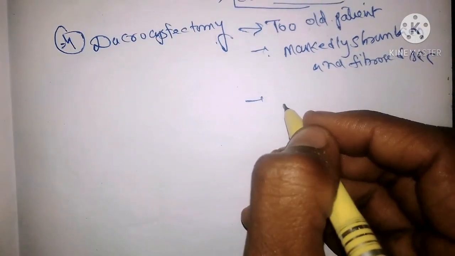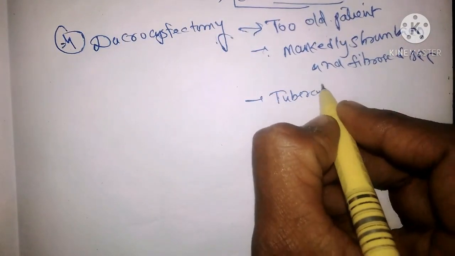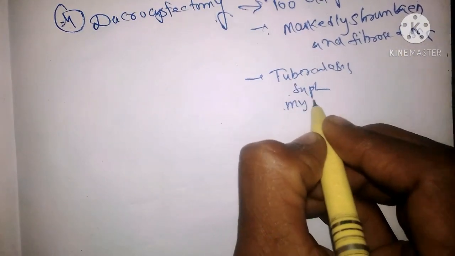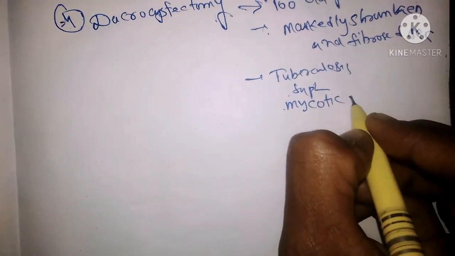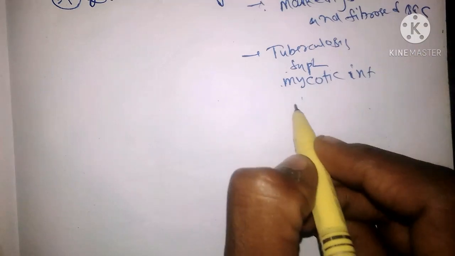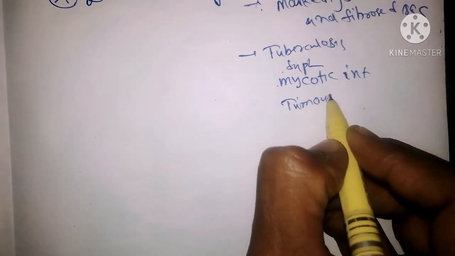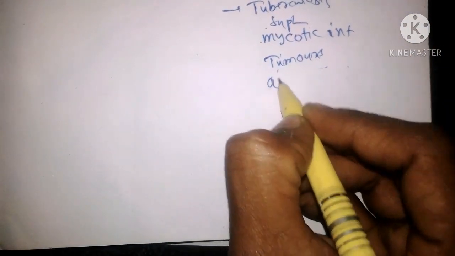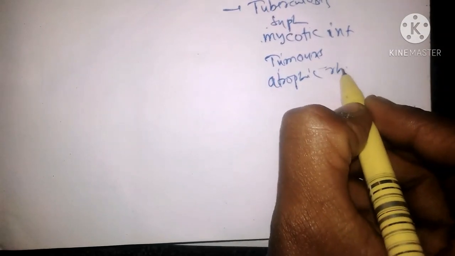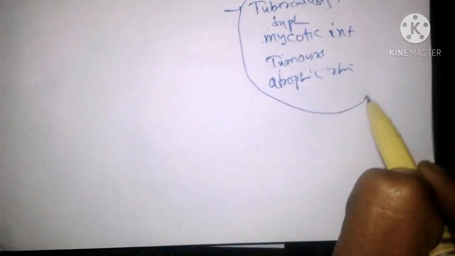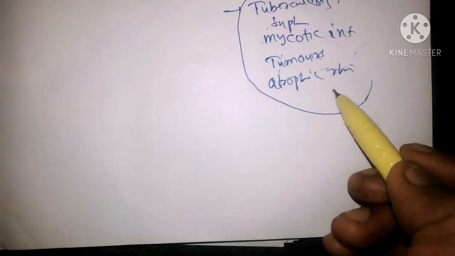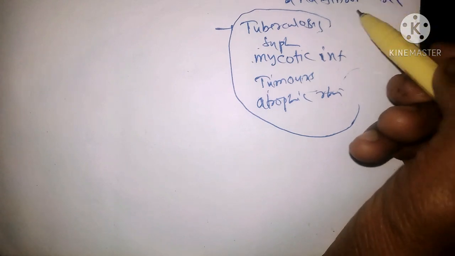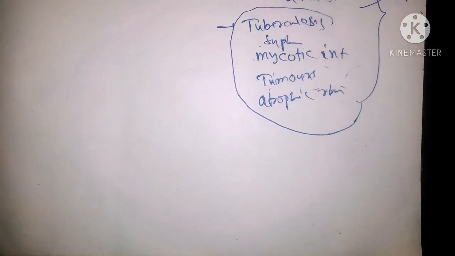Or when the infection is tuberculosis or syphilis, or when there is mycotic infection. Or when there are tumors, or when there are gross nasal diseases like atrophic rhinitis. In all these diseases, we will remove the sac. Tuberculosis, syphilis, mycotic infection, tumors, atrophic rhinitis. When the patient is too old, when there is a markedly shrunken and fibrous sac, right? In all these conditions, we will remove the sac.